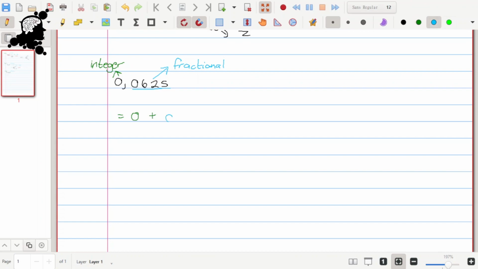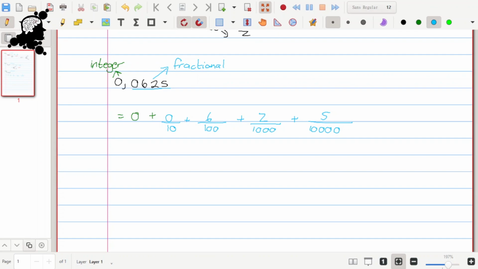So 0 over 10 plus 6 over 100 plus 2 over 1000. Notice that we keep on adding a 0 to our denominators as we move to the right, plus 5 over 10,000. Now we can go ahead and press this on our scientific calculator to see what it gives us.